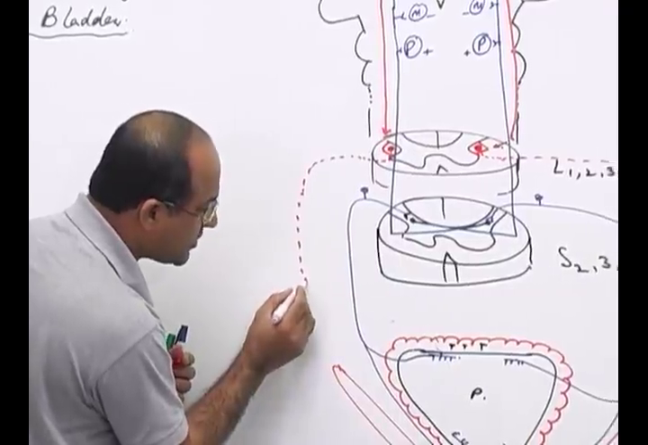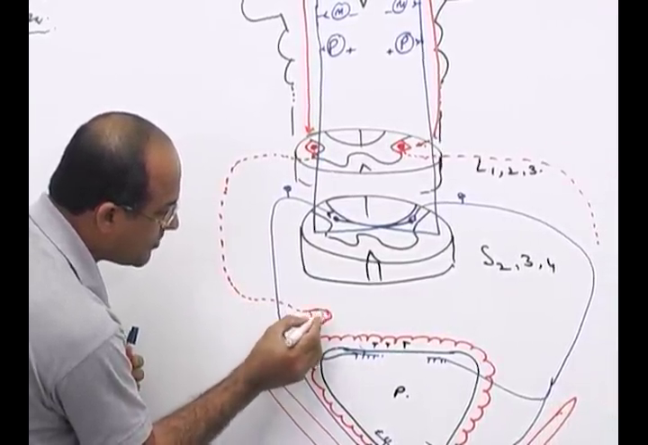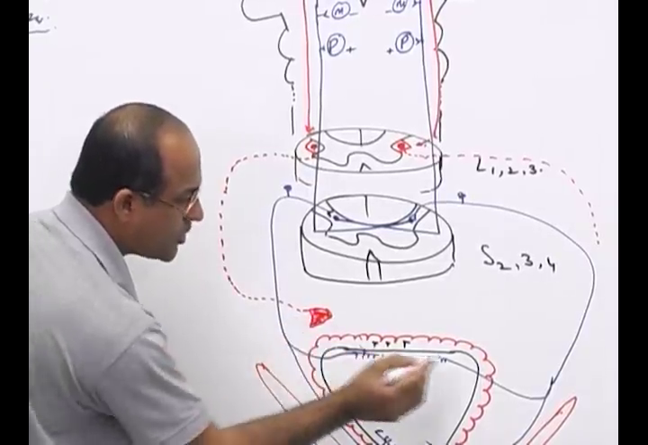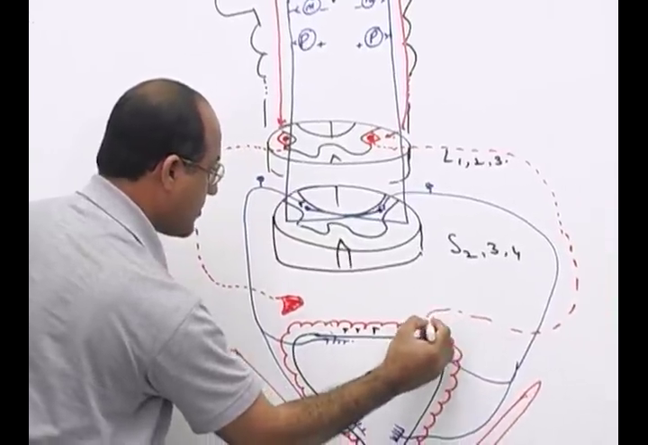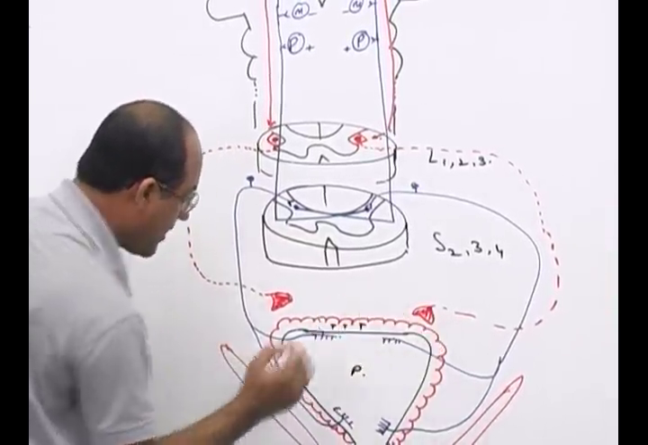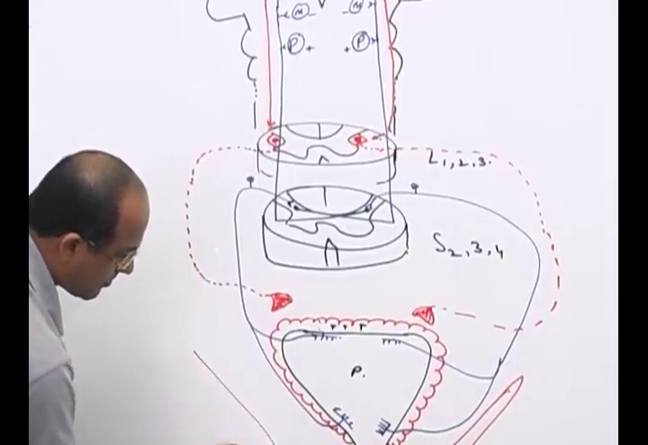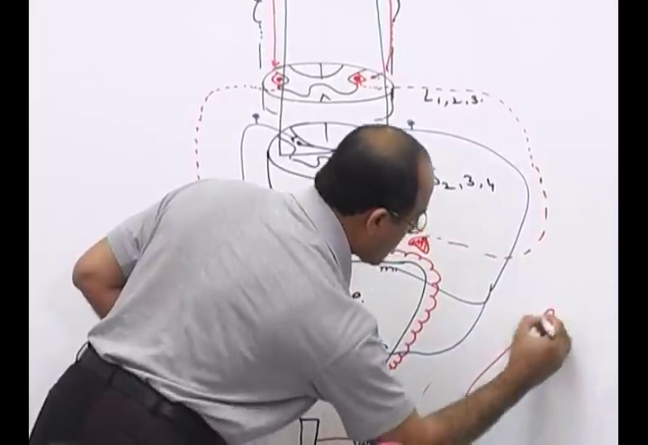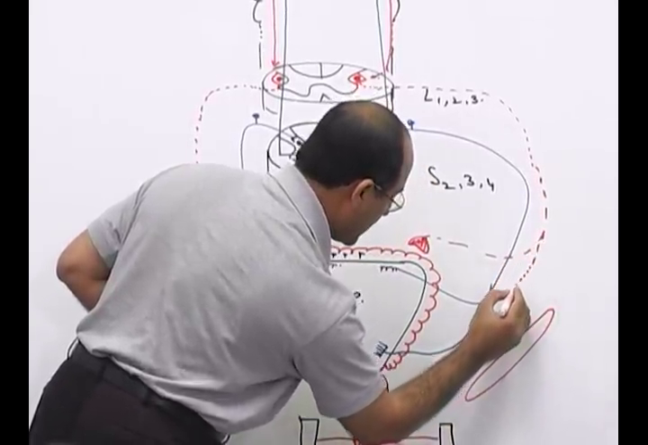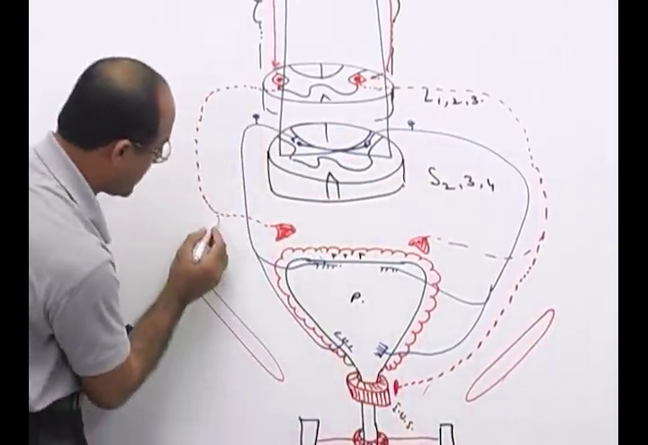Now, what really happens? The sympathetic fibers, number one, they come to, what is this area? Detrusor. The sympathetic fibers will come to the detrusor. And number two, some of the sympathetic fibers will go to, yes, the internal sphincter.